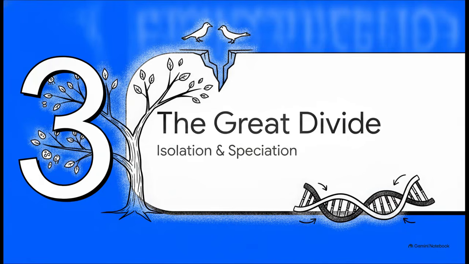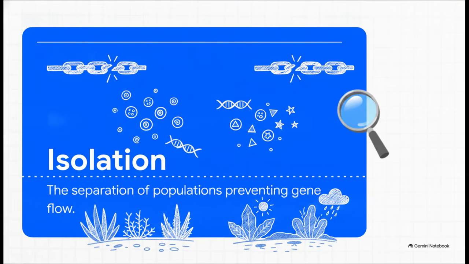All right, let's step into part 3, the Great Divide, focusing on isolation and speciation. So, what is the ultimate catalyst for creating a completely brand new species? It's isolation. This happens when a single population is separated into groups that can no longer freely interbreed. When the gene flow between these groups is cut off, they stop sharing genetic material entirely.